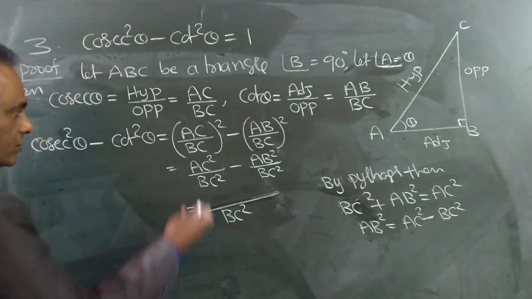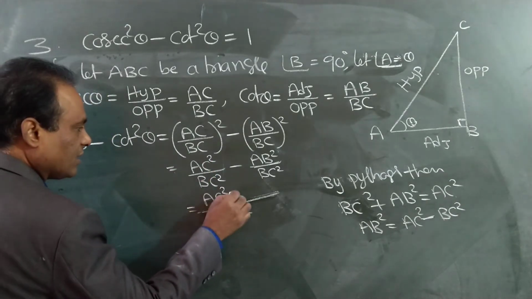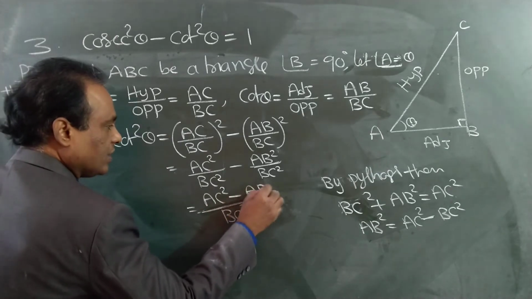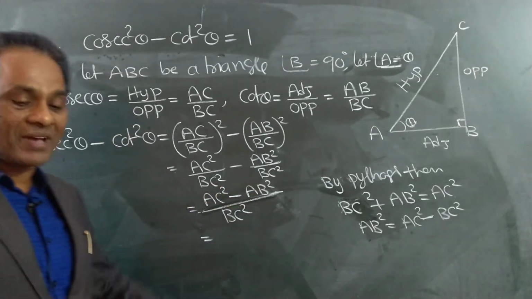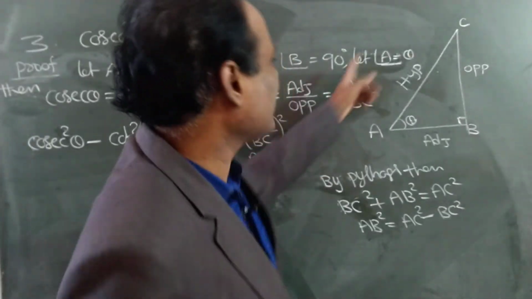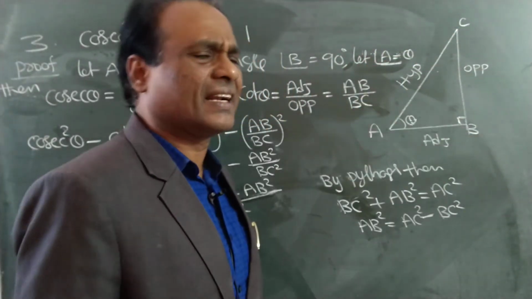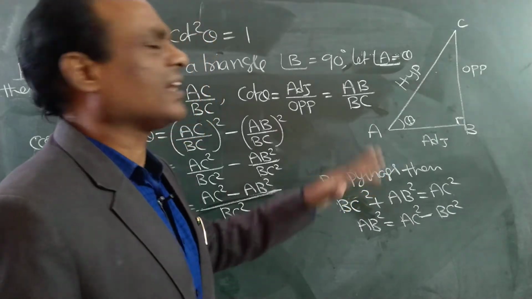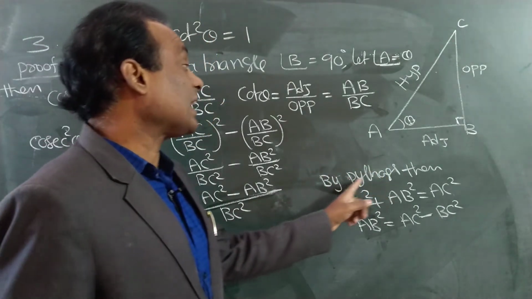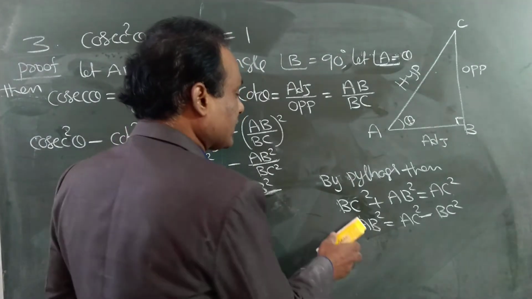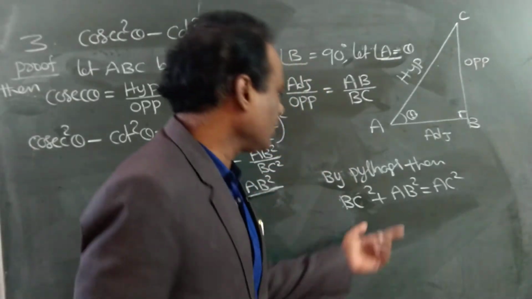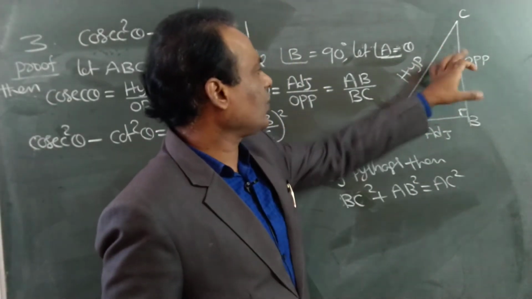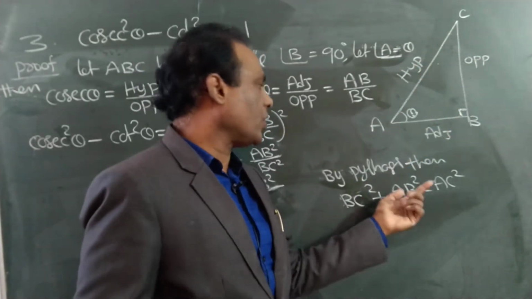What is the numerator? AC square minus AB square. What is AC square minus AB square? The relation between three sides of a right angle triangle is Pythagoras theorem. So by Pythagoras theorem, what is the statement? We can write it in three ways. Original statement is side square plus side square is equal to hypotenuse square.